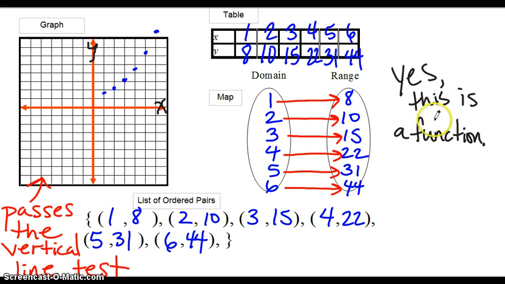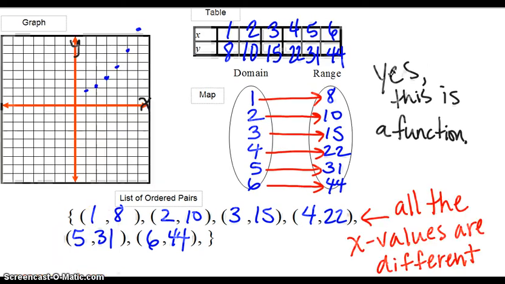Yes, this is a function because this passes the vertical line test. If you look at this graph, any vertical line drawn through this relation passes through the relation only once. So at this point, here, here, here, here, and here, any vertical line would pass through only one point. So it passes the vertical line test.